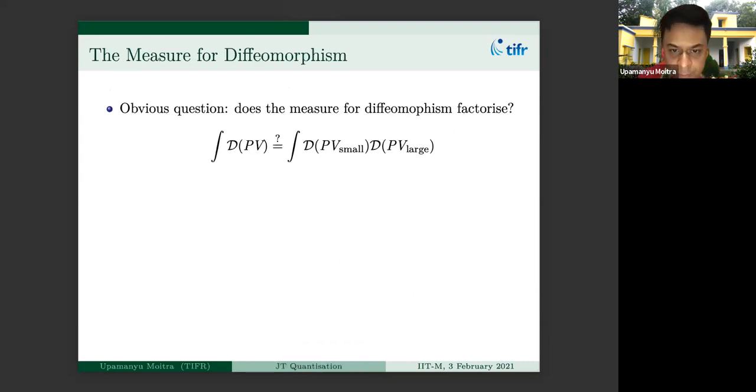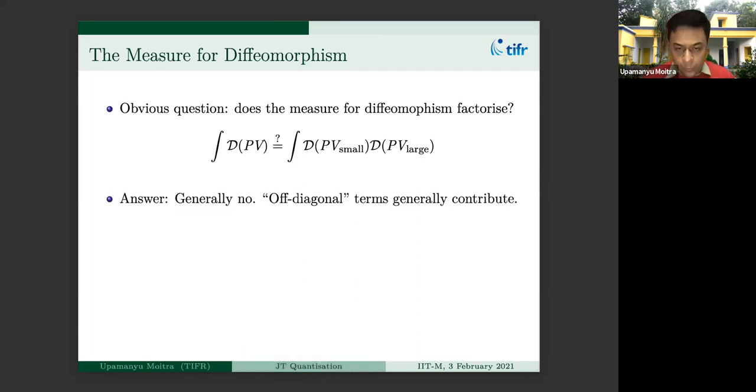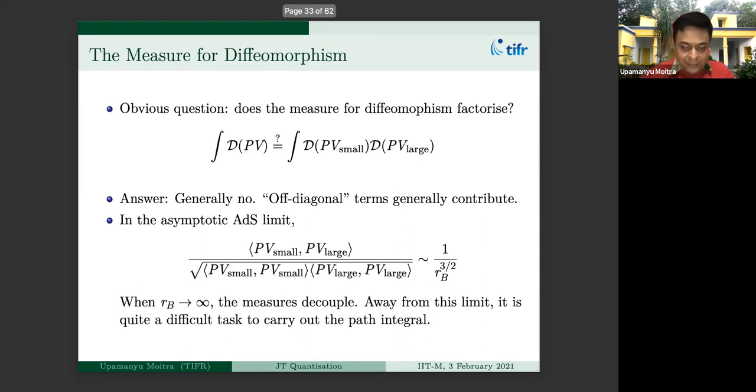So now that we have talked about large and small diffeomorphisms for a while, we want to know whether the measure for the diffeomorphism factorizes. Whether we can write this d of PV as d of PV small times d of PV large. So the answer is that generally, no. There are off-diagonal terms which generally contribute, and in general such a splitting of small and large diffeomorphisms won't be there, which is illustrated by the following.